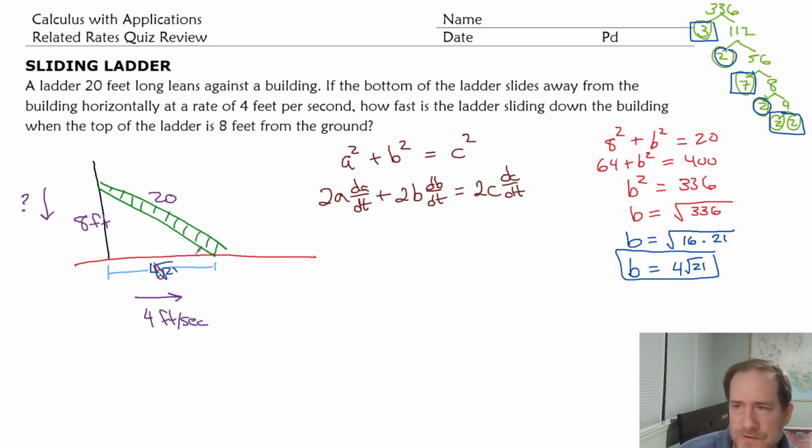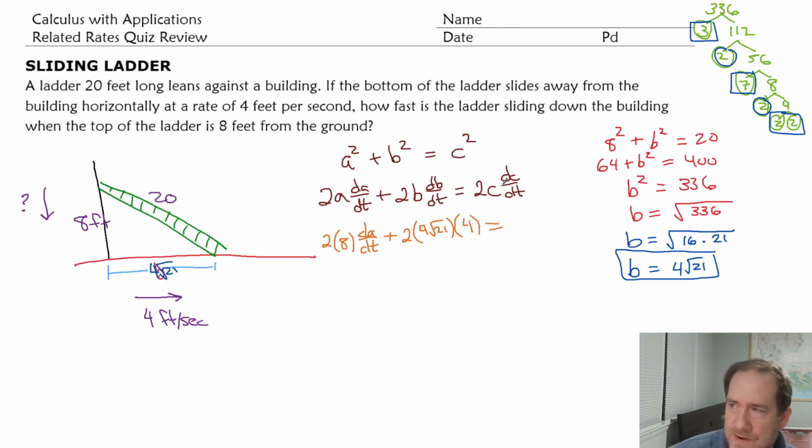And this is good news because now I have everything I need and I can substitute in. So into my derivative, I've defined a to be this side here, that's 8. So it's going to be 2 times the 8. And then dA/dt is the quantity we're trying to solve for. We were trying to find the rate at which the ladder was slipping down the wall. So dA/dt is our one variable. Everything else is getting substituted in. So now we've got a 2, we've got our value of b, which is 4 root 21, and dB/dt was the rate we were slipping along the floor. That was given to us as 4.